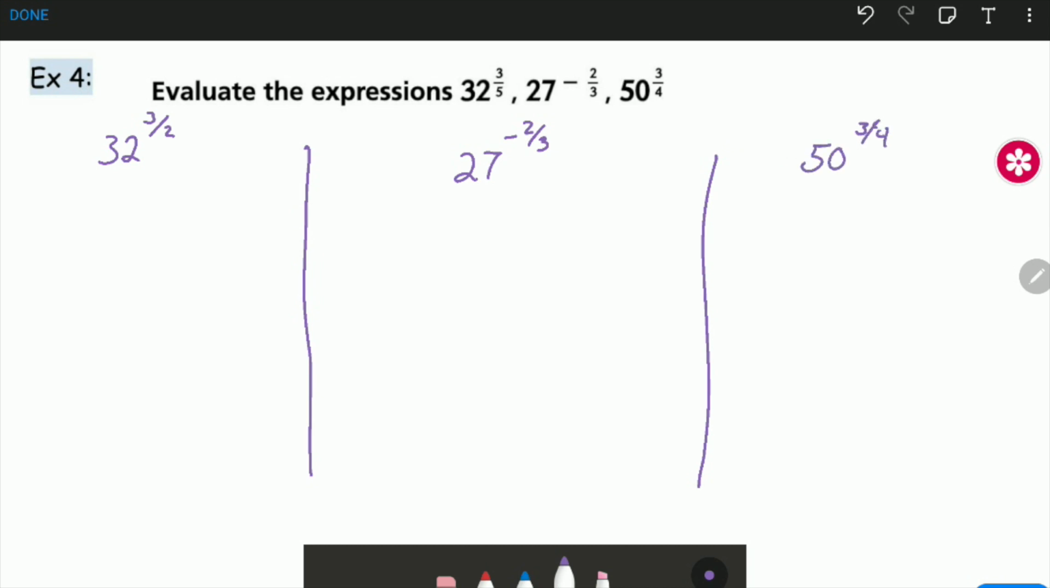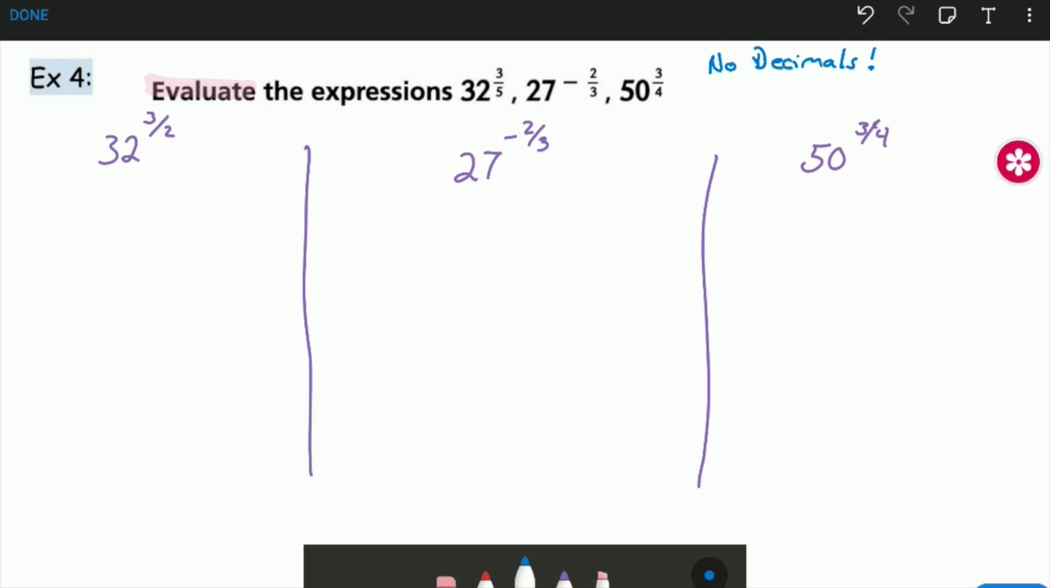Now typically, evaluate will mean just to find the value of an expression. Decimals, fractions, and such are usually okay, but we are going to be restricting ourselves to not be using decimals. This way we can experiment with the properties that we're discussing in this lesson.